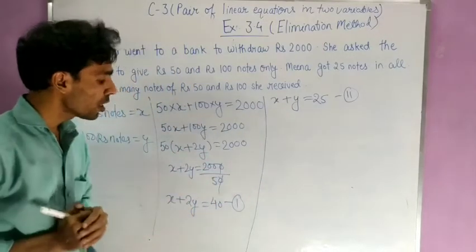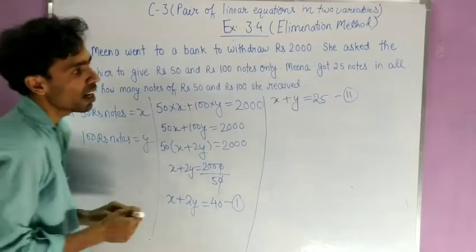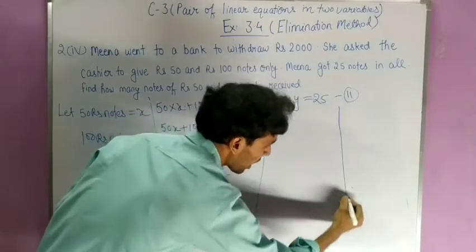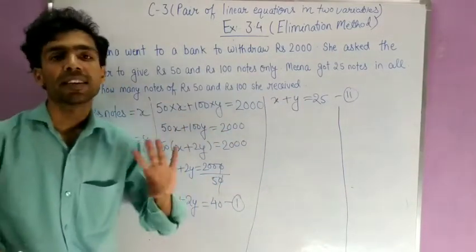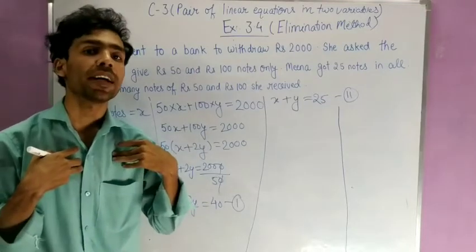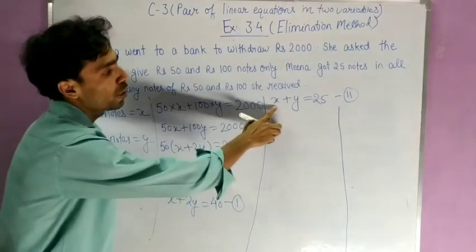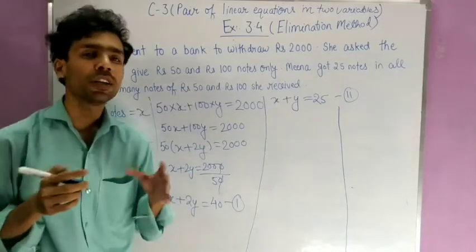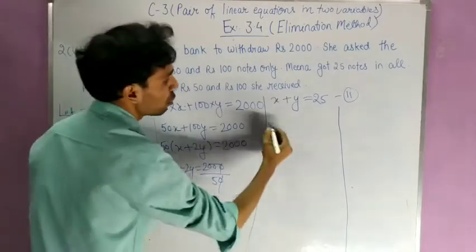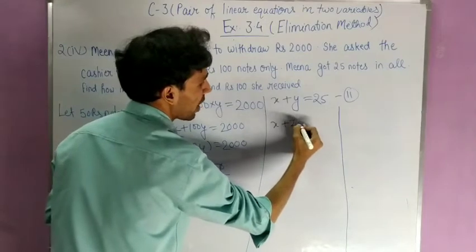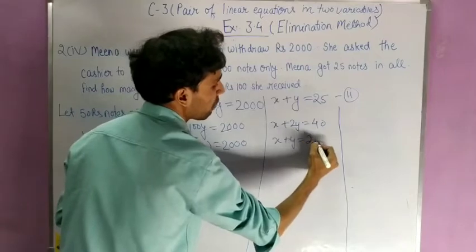Now you have got two equations, and you have to solve this by the elimination method. So what is the elimination method, student? We have to eliminate one variable from the two equations. Suppose I am going to eliminate x. So I will see the coefficient of x in both equations. So here the coefficient of x is 1 and here the coefficient of x is also 1. So we don't need to multiply any number in either equation. So we will write both equations together: x plus 2y equal to 40 and x plus y equal to 25.